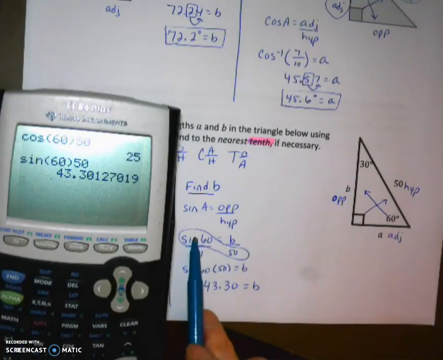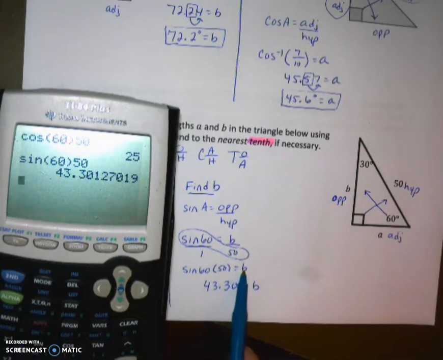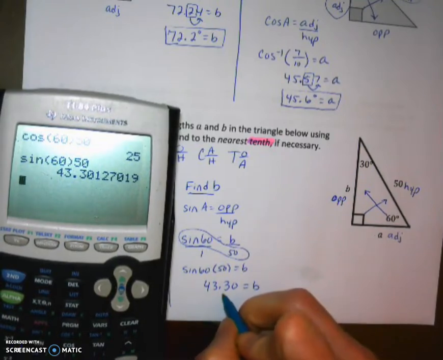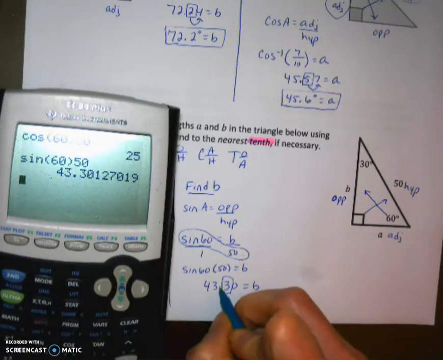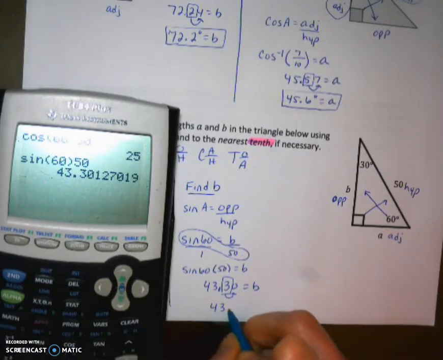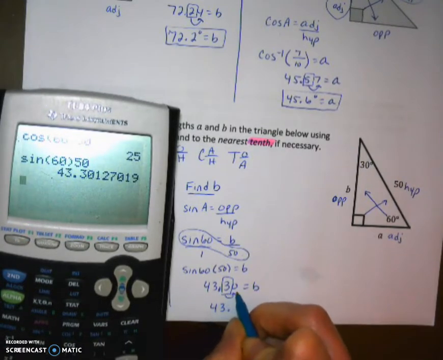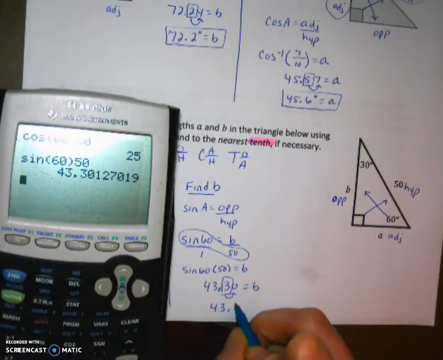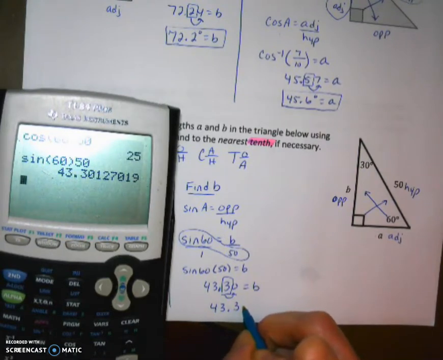You end up getting the sine of 60 times 50 is equal to the length of B. So once again, I type that into my calculator. I got 43.30. Since I'm rounding to the 10th, that's the first decimal place. The next number after the 3 is less than 5. So my answer is 43.3.